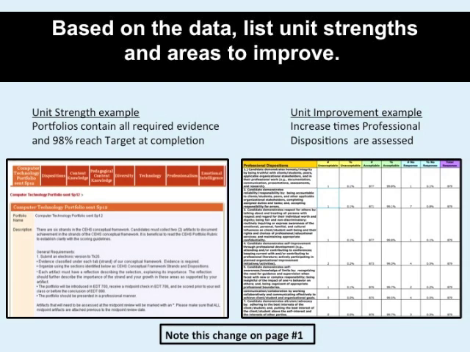We have unit examples. The unit strength listed was that all program portfolios contained all the required evidence and they received target grades. The improvement example was that a program believed that they needed to assess candidate professional dispositions more often. Again, hopefully that was already built into this academic year and it will show up in the list next fall.